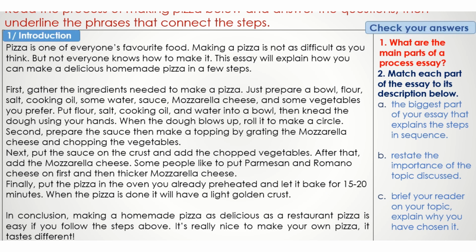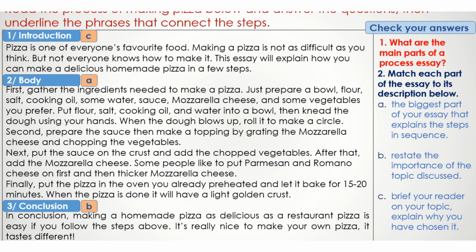Introduction, body, and conclusion. In the introduction you put number C, brief your reader, summarize for your reader your topic, what you are going to talk about and why you have chosen this topic. Then this is the body of the process essay, the biggest part of your essay that explains the steps in sequence. Finally, restate the importance of the topic discussed.